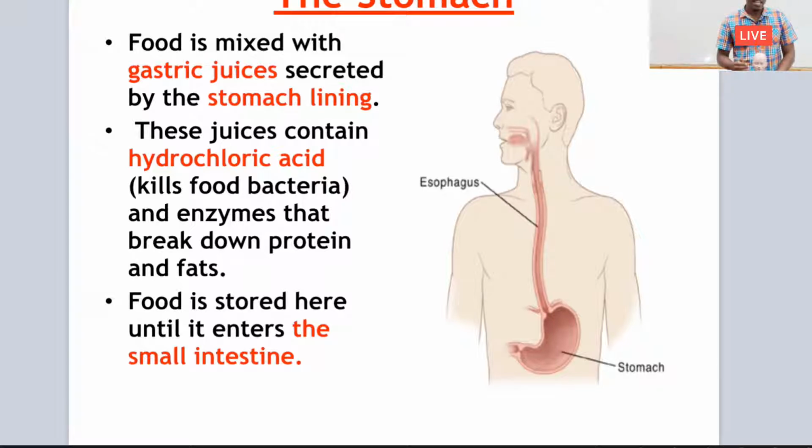Now, enzymes that break down protein and fats, that hydrochloric acid also does that. Now, that food that is broken down in the stomach is stored somewhere until it's ready for the next set of digestion. Can somebody tell me where do you think that food is stored? Think about it. Right, so it's stored in the stomach until it's ready to go through the small intestines.